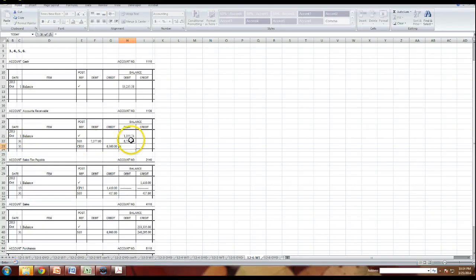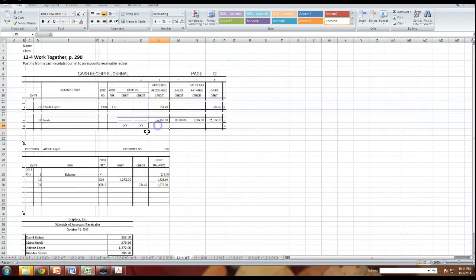We add 2 debits. But we subtract a debit and credit. Here's my debit. Here's my credit. That's my new balance. 1130. That's what I need to go put under here.